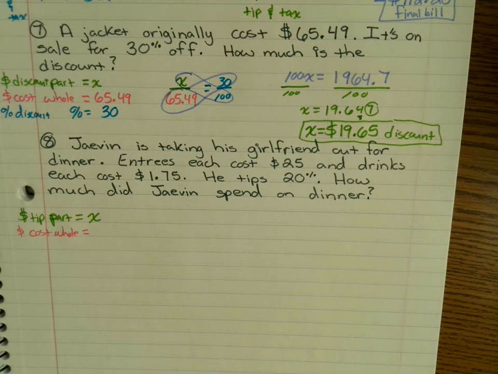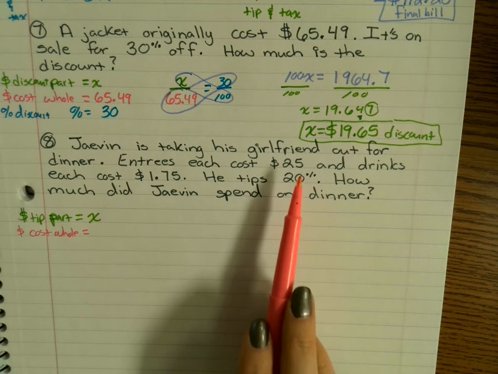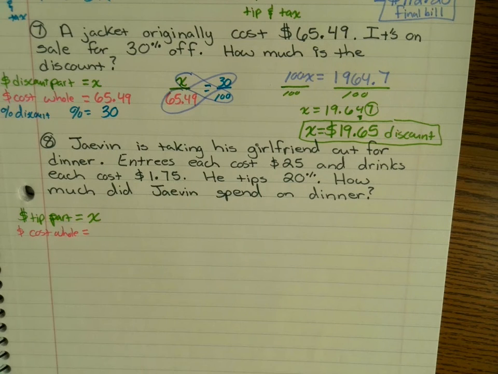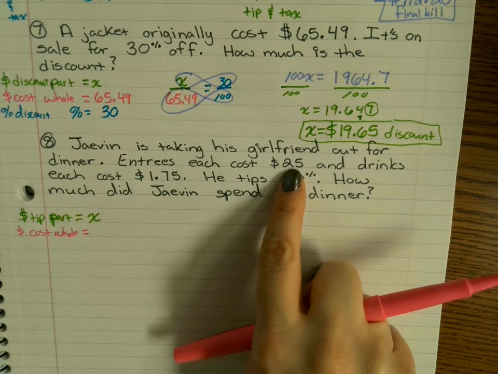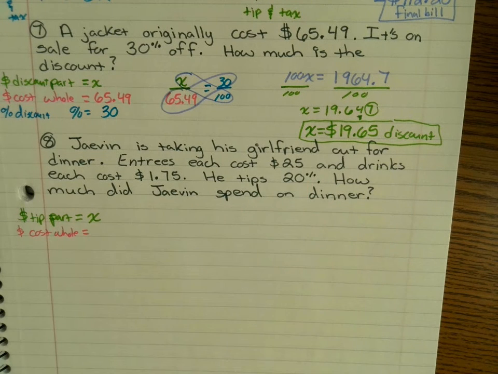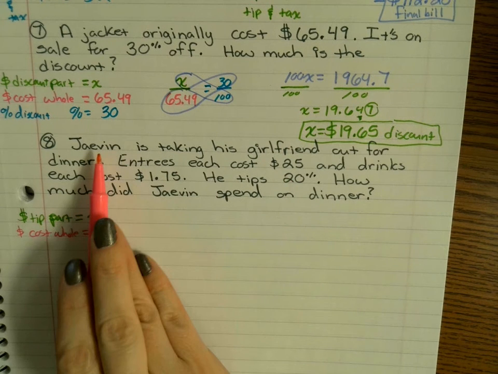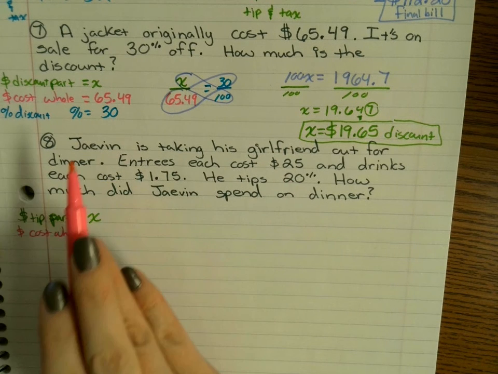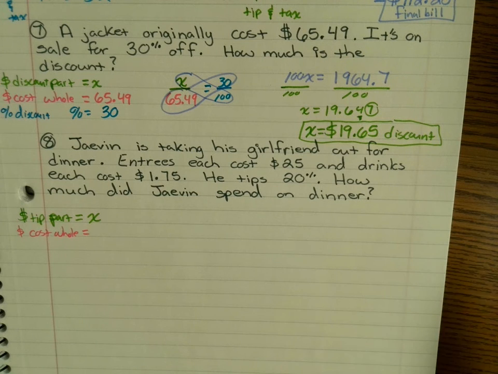Very good. Okay, last period, I had kids only add $25 and $1.75. If Javen only spends $25 for the entree and $1.75 for the drink, he's not going to have a girlfriend for much longer, is he? Hey, I'm sorry, you take your girlfriend out for dinner, you're going to make her pay for her half? You're not going to have a girlfriend much longer.